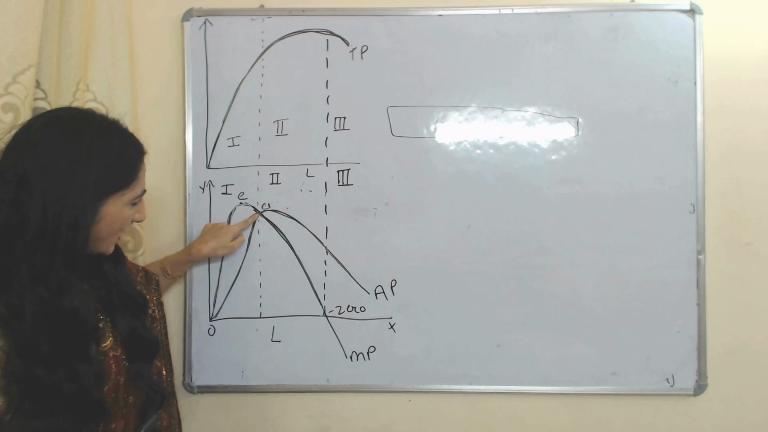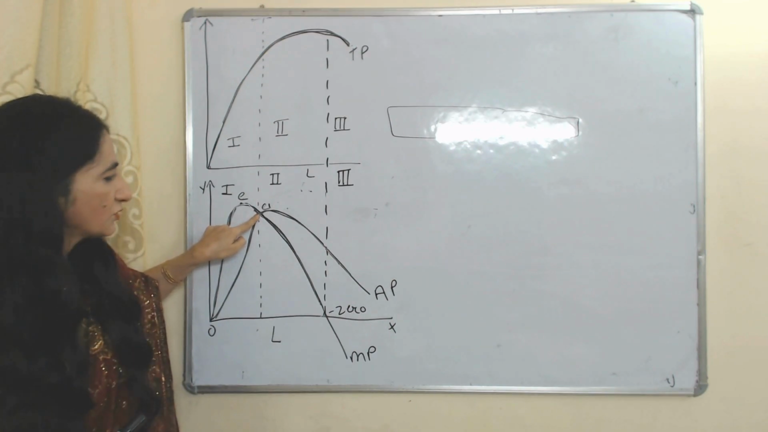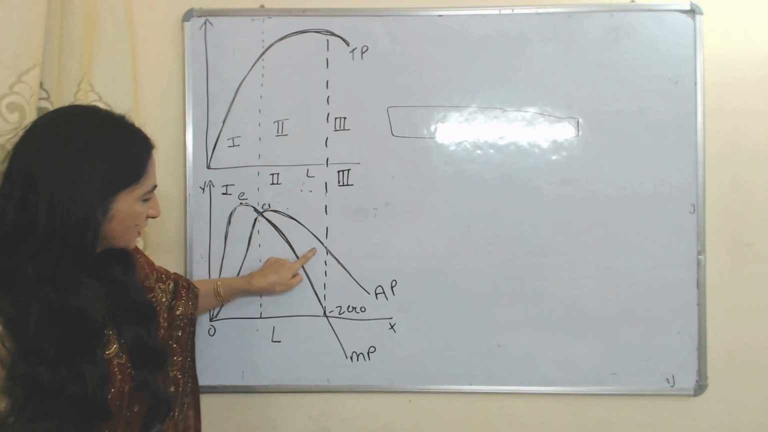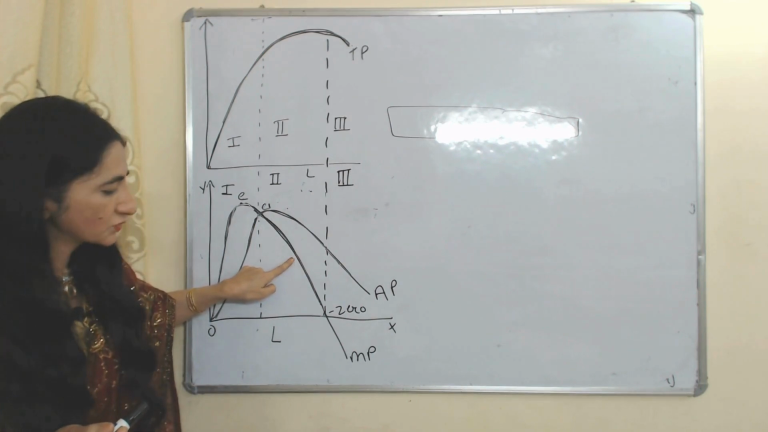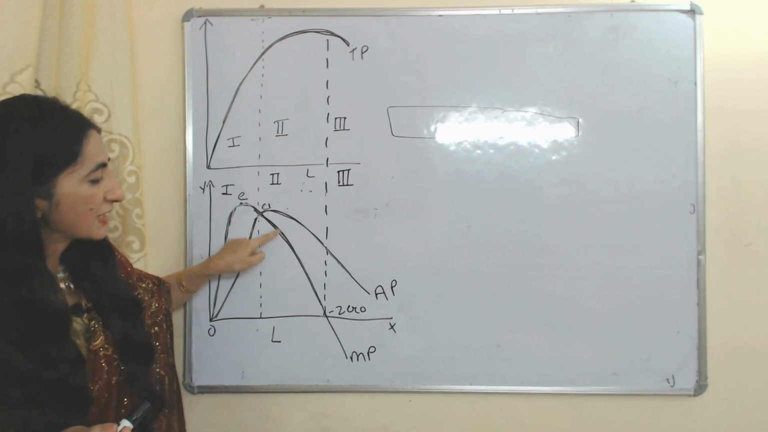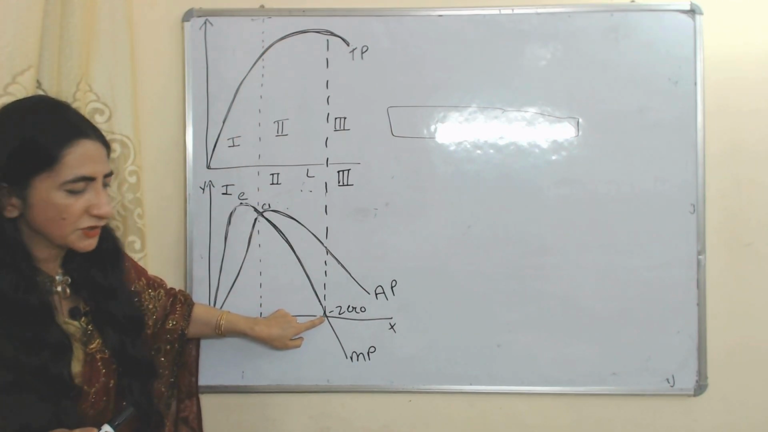At E1 point, that means at the end of the first stage, marginal product becomes equal to average product. During the second stage, both average product and marginal product start reducing. Marginal product reduces more than average product. At the end of the second stage, our marginal product becomes zero.